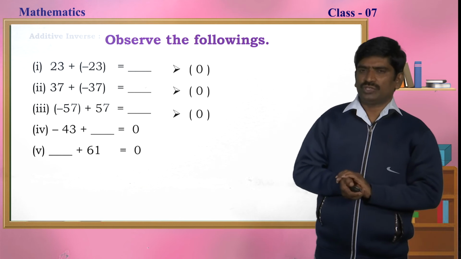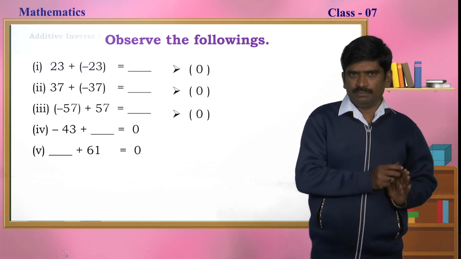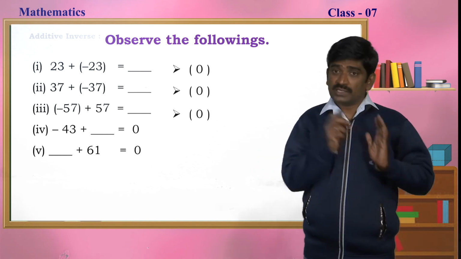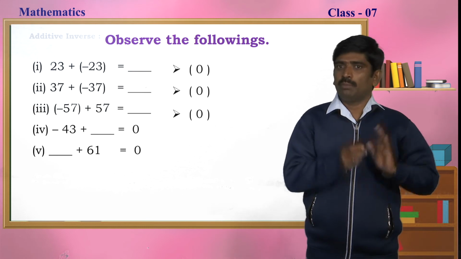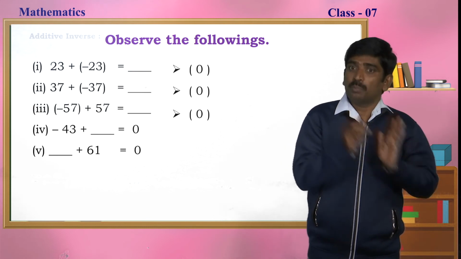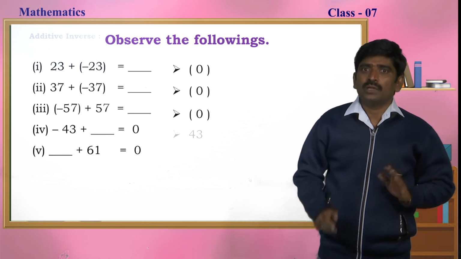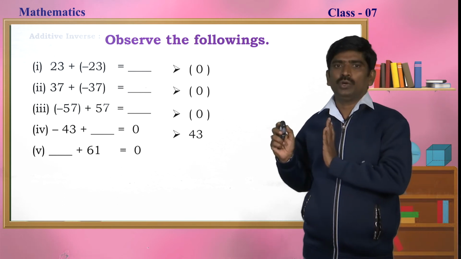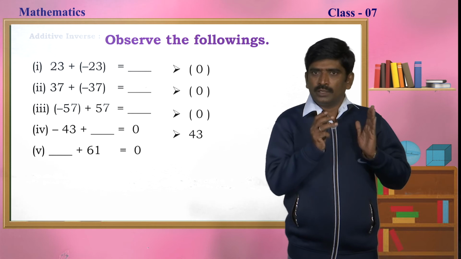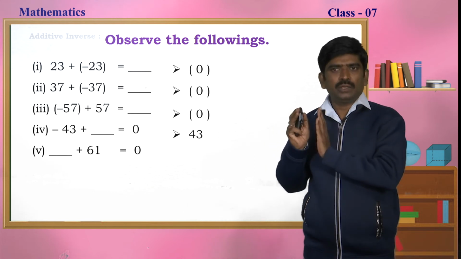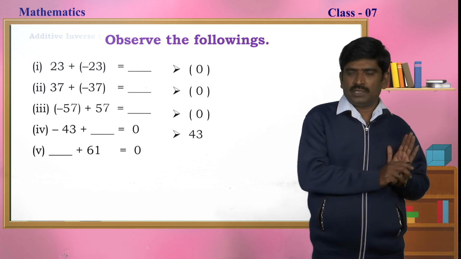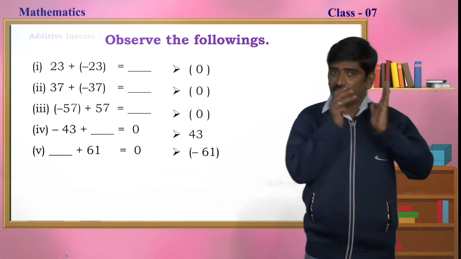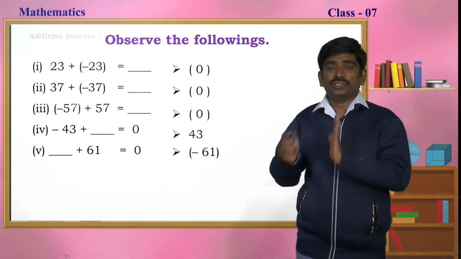Next, fourth question, minus 43 is given, plus what do we add to get 0? What is the inverse of minus 43? Minus 43's inverse is plus 43. Then what is the answer? Plus 43. Then minus 43 plus 43 is equal to 0. Next, fifth one, plus 61 is the number. What is the inverse? The inverse of 61 is minus 61. Very good. Then minus 61 plus 61 is equal to 0.